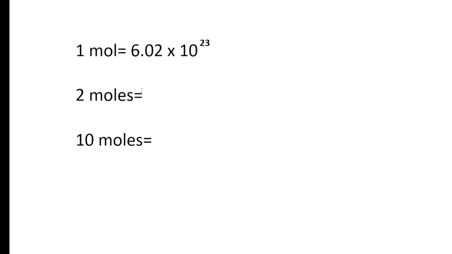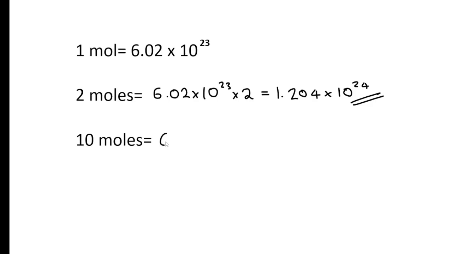So this is actually very straightforward. All you need to do is 2 moles is the Avogadro's number, 6.02 times 10 to the power of 23. You just need to double it. What about 10 moles? All you need to do is 6.02 times 10 to the power of 23 should be multiplied by 10. I can obviously combine it with the 10 to the power of 23. So my answer is 6.02 times 10 to the power of 24.